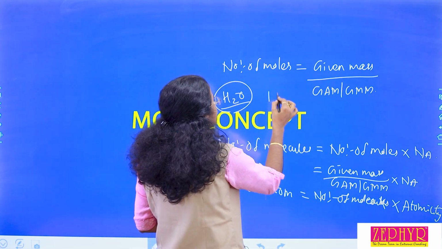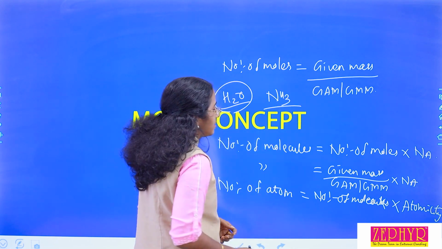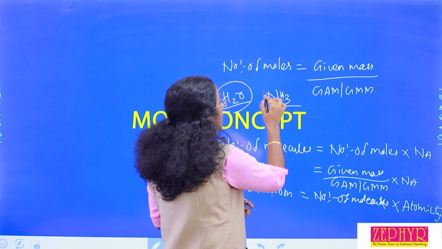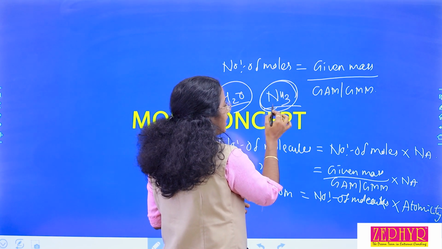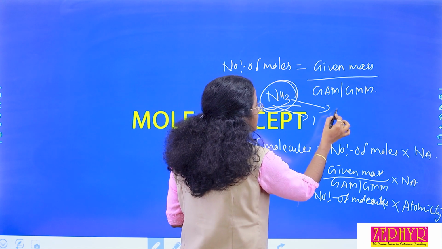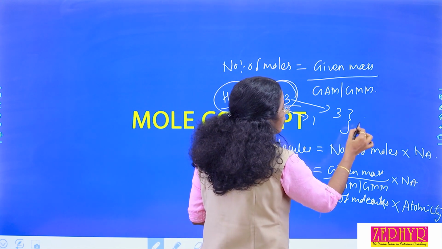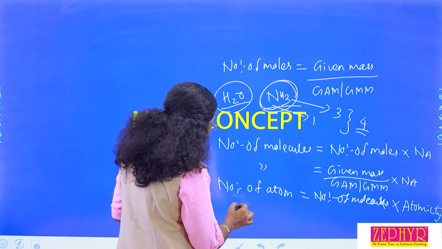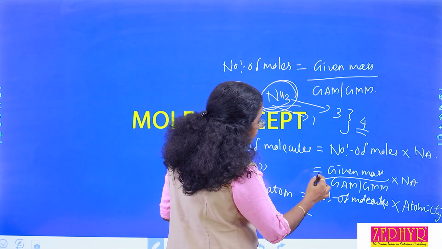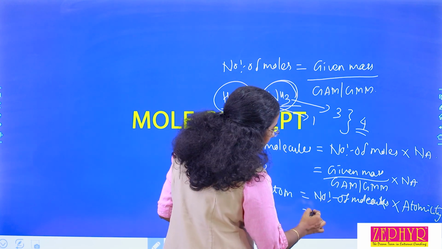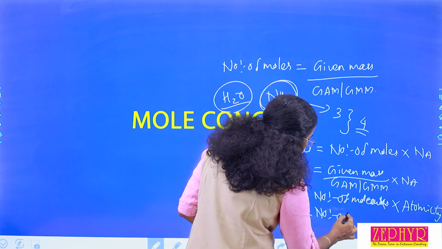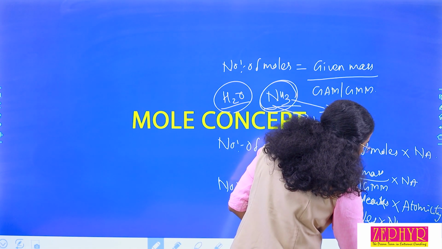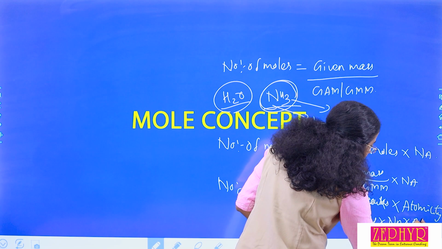What about in case of ammonia? How can you calculate the number of atoms? That is number of molecules times atomicity of NH3. Nitrogen 1 and 3 hydrogen, total it is 4 atoms. So we can multiply with 4 there. Again the equation is number of molecules times atomicity, and another equation is number of moles multiplied with Avogadro number multiplied with atomicity.